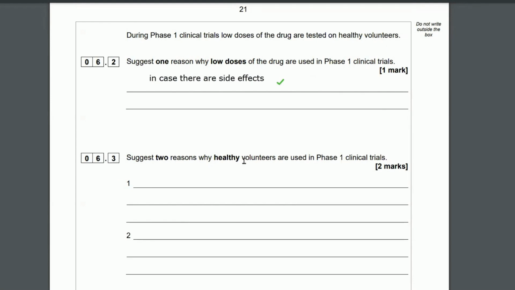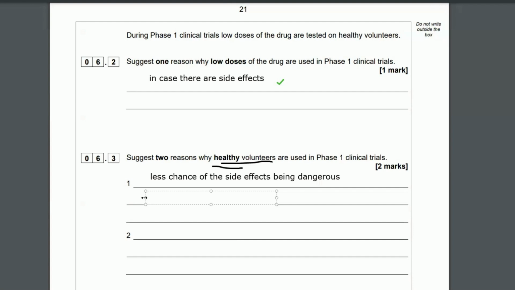6.3 suggests 2 reasons why healthy human volunteers are used in phase 1 clinical trials. Why do we use healthy people and not sick people with the disease that we're trying to cure? Well, healthy people, less chance of the side effects being dangerous. Like, let's say the sick people have high blood pressure or something, and one of the side effects is it increases blood pressure. Your drug could actually kill the sick people because one of the side effects is raising blood pressure. So there's less chance of side effects being dangerous.